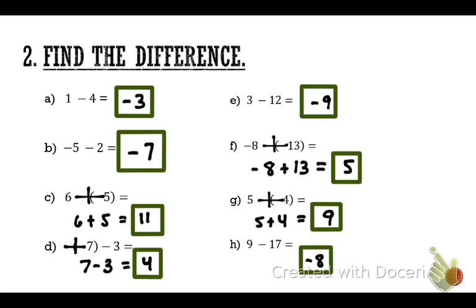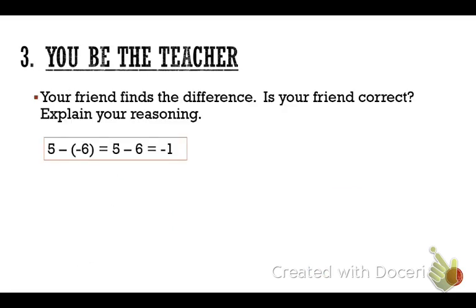Now there will be a section just like this on your quiz coming up on Friday, okay? I want you now to talk about number 3 with your partner. Here's what it says. Your friend finds the difference. Is your friend correct? And then explain your reasoning, okay? So go ahead and do this one with your partner.